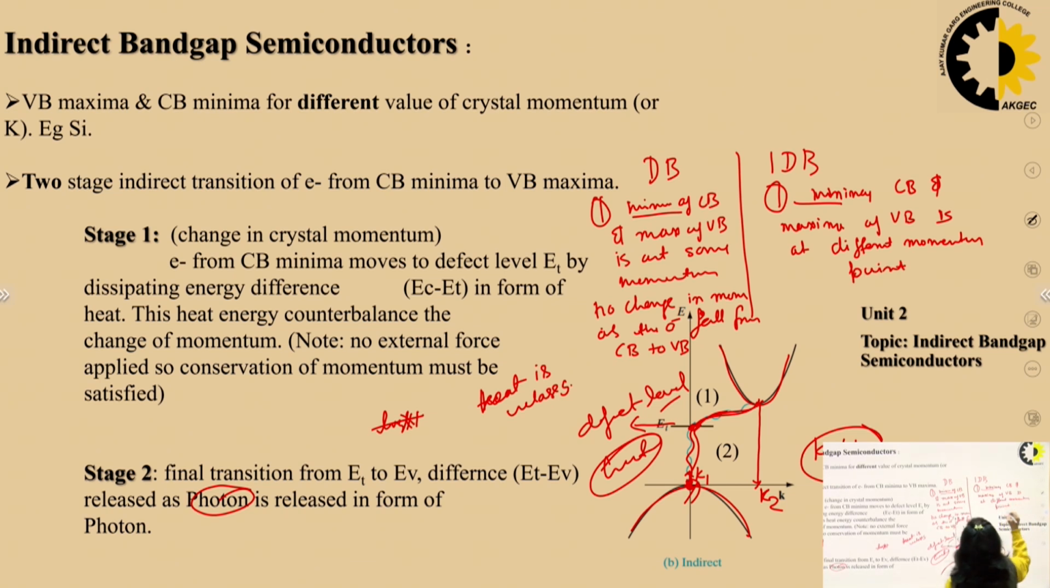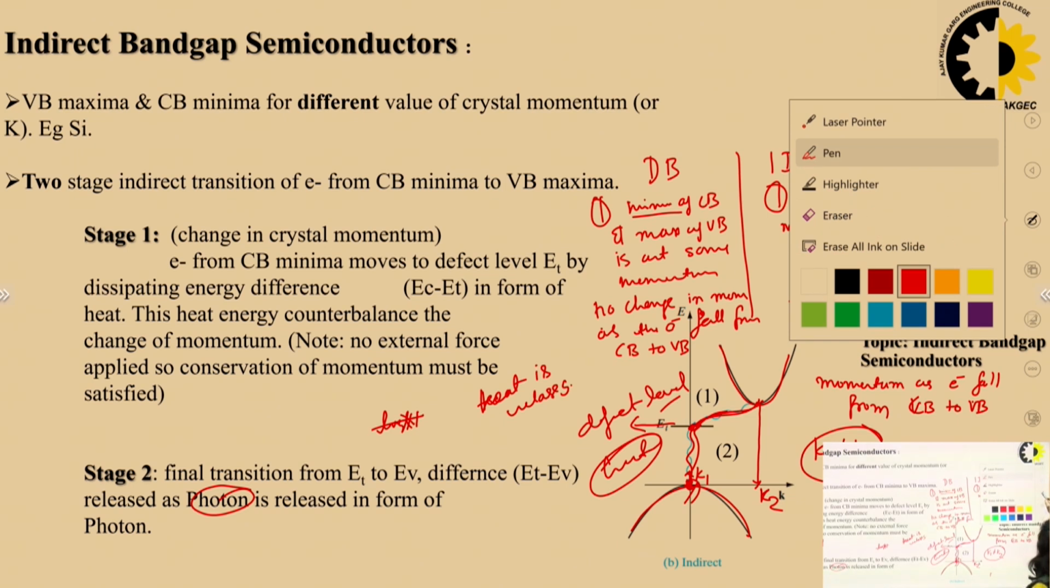That is, there is a change in momentum as electrons fall from the conduction band to the valence band. Okay, so this is one difference.